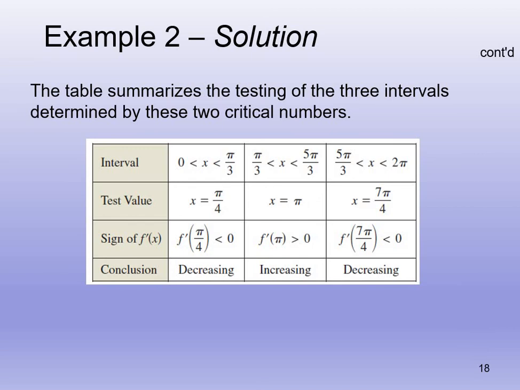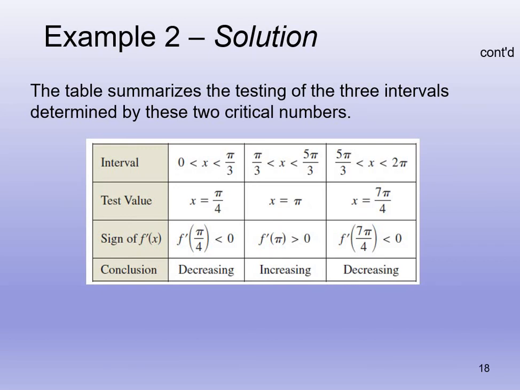So now we can conclude that on the interval from 0 to pi over 3 the function is decreasing. From pi over 3 to 5 pi over 3, the original function is increasing. And from 5 pi over 3 to 2 pi, the original function is decreasing. That also tells us where our extrema are. If our function went from decreasing to increasing, so at that critical value of pi over 3, this function has a minimum.